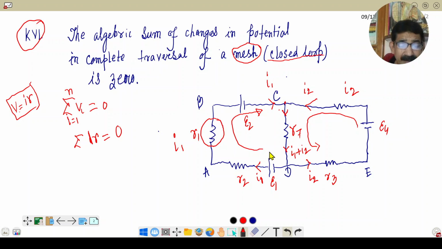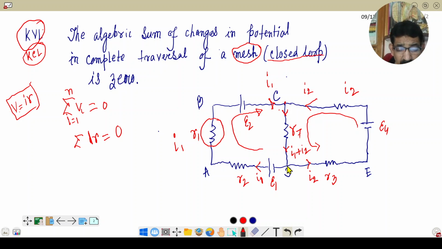Now, I have applied judiciously the rule KCL here. Otherwise, our attempt will be futile. You have to apply the rule very judiciously. At first, you have to obey the rule KCL. Otherwise, KVL is not applicable.